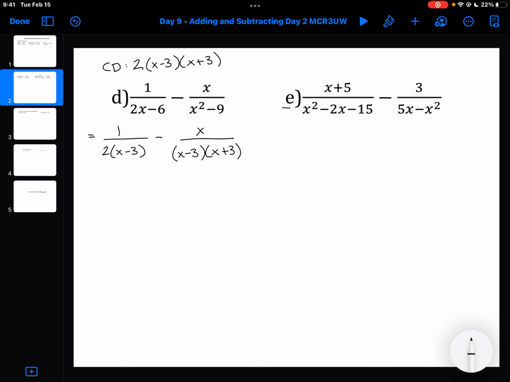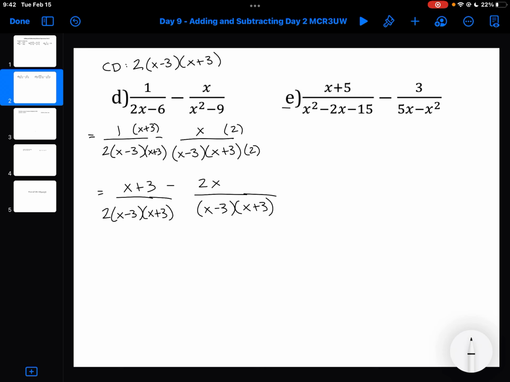x minus 3. So if I multiply my left-hand fraction by x plus 3 over x plus 3, and then my right-hand fraction by 2 over 2, now I'm going to end up with x plus 3 minus 2x, and both of those are over 2 times x minus 3 times x plus 3. And then we've got x minus 3, x plus 3 times 2 as the denominator for my second fraction. So here I've got another example of creating a common denominator. So now all I need to do on the top is collect like terms.